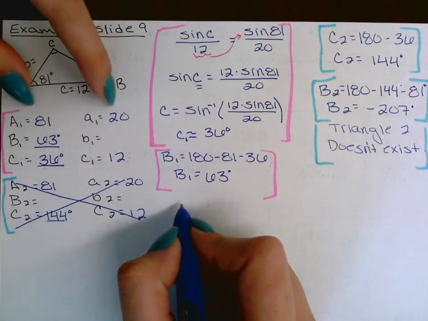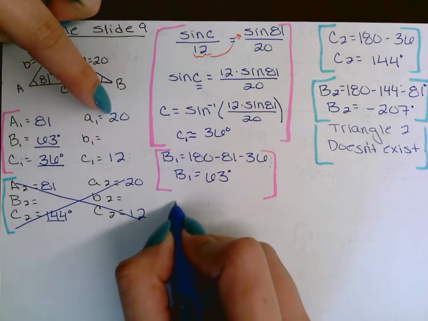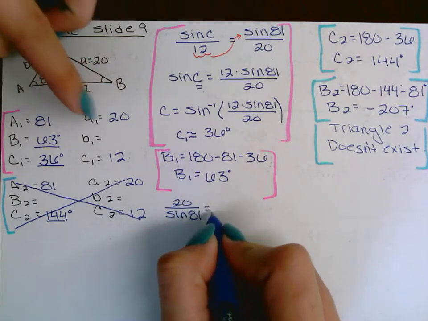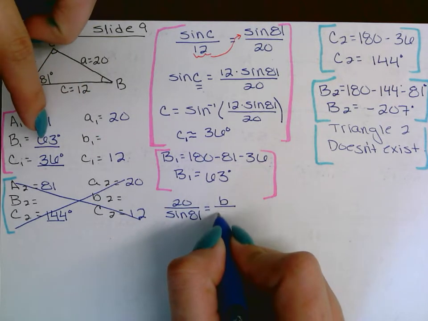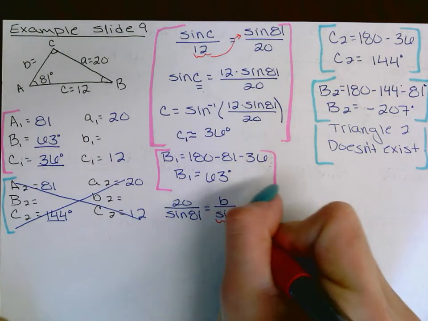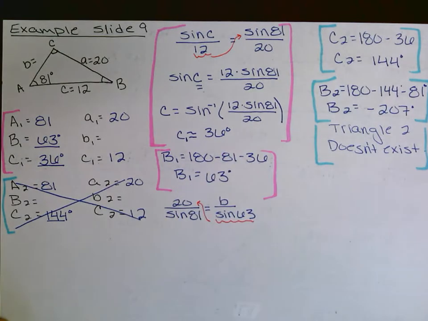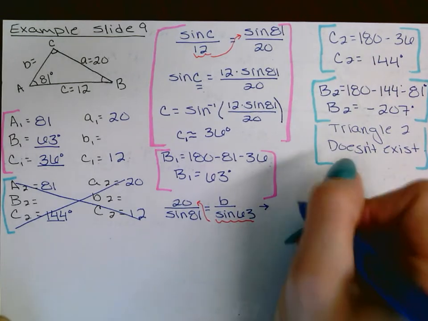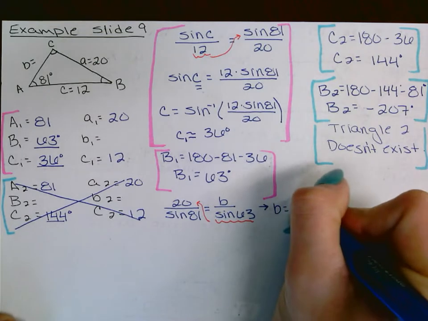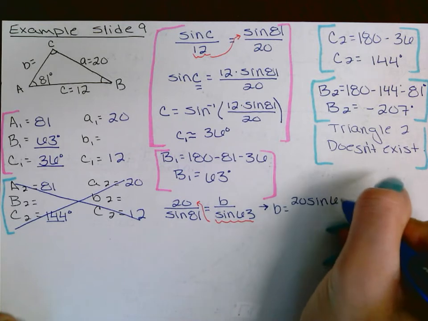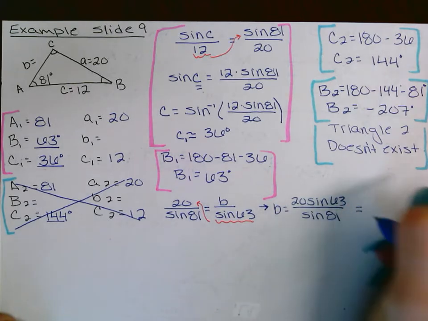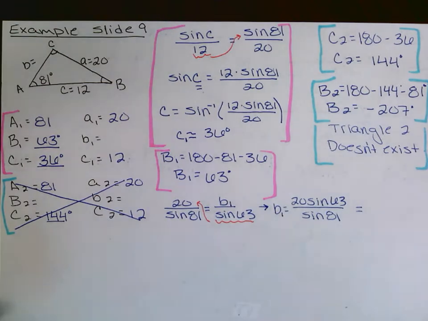Beautiful. We're going to use law of sine. We're going to get our match. Since I'm looking for a side, I'm going to put the sides on the top now. So I'm going to put 20 over sine of 81 equals little b, what I'm going to solve for, over sine of 63. Okay? I'm going to multiply this sine of 63 over. And now I can say B is equal to this fraction times the sine of 63. And if you want to put a little B1 just to stay consistent.